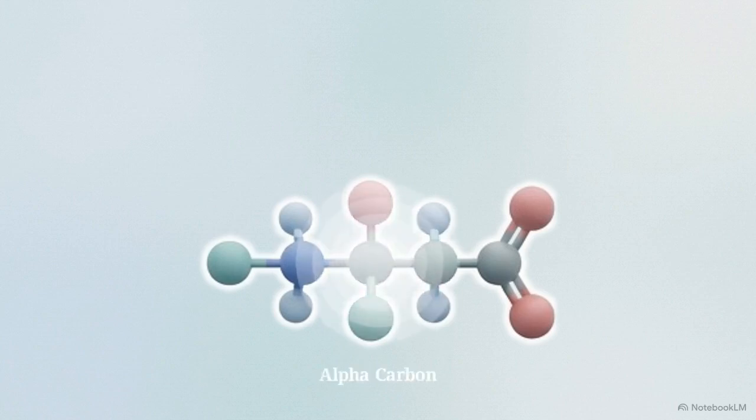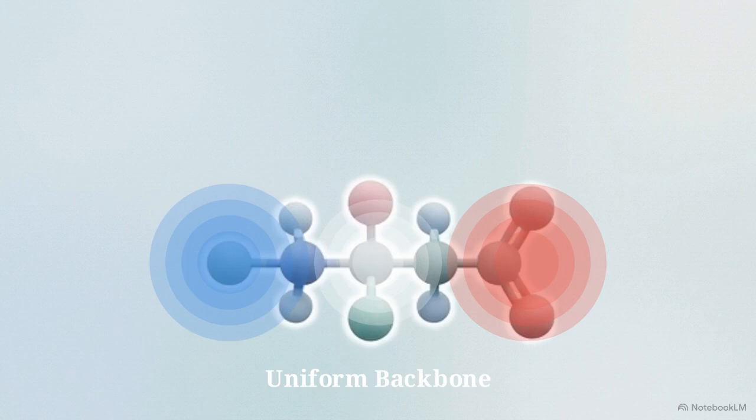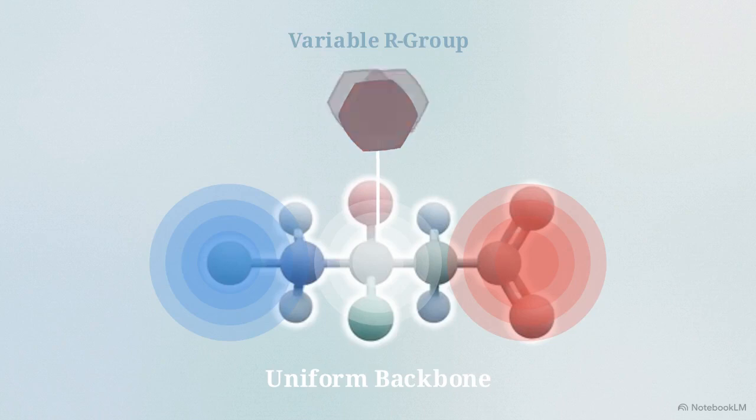At the core of every protein is a single amino acid. This molecule is built around a central alpha carbon, flanked by a nitrogen-based amino group on one side and a carboxyl group on the other. This foundational backbone remains completely uniform across all standard amino acids. The distinct identity of each comes entirely from its variable side chain, the R group. Its specific geometry and chemical makeup dictates whether the molecule carries a charge, dissolves in water, or repels it.